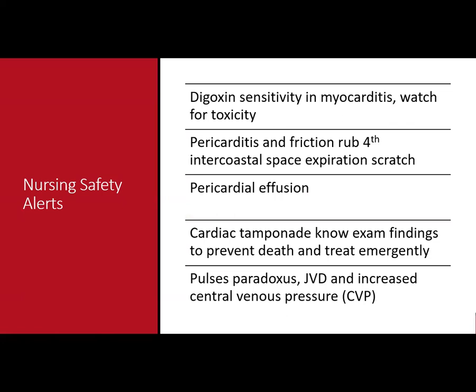So these are some of our nursing safety considerations: digoxin sensitivity and myocarditis. So watch for your toxicities. So looking for things like that yellow vision, nausea, anything that may alert us that they've got dig toxicity. Pericarditis and friction rub is in the 4th intercostal space, and you're going to hear that scratch. You want to look out for pericardial effusions.